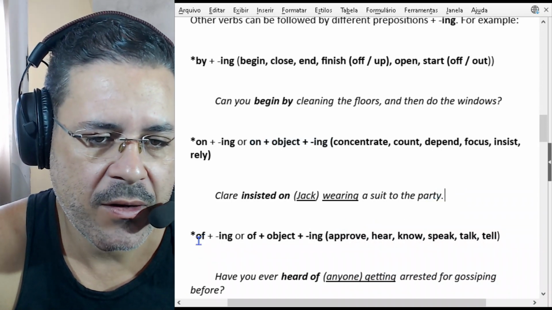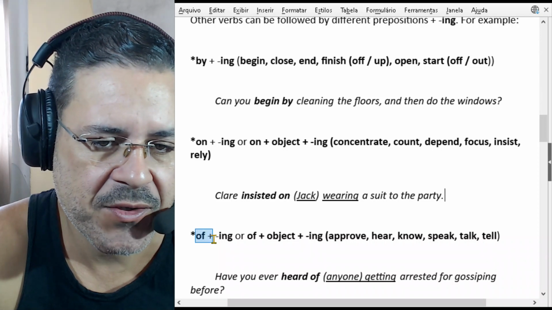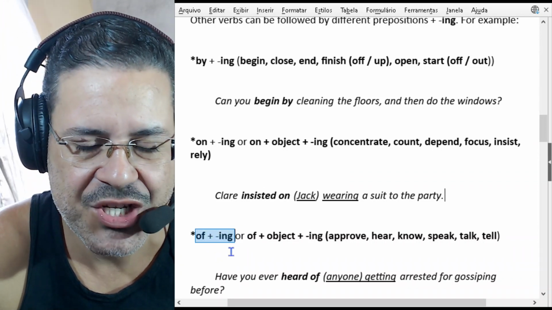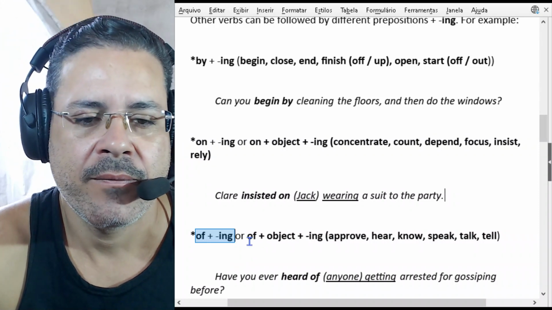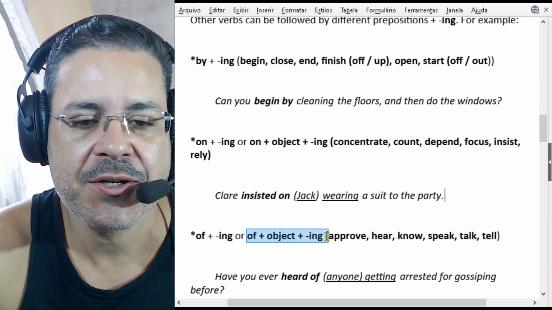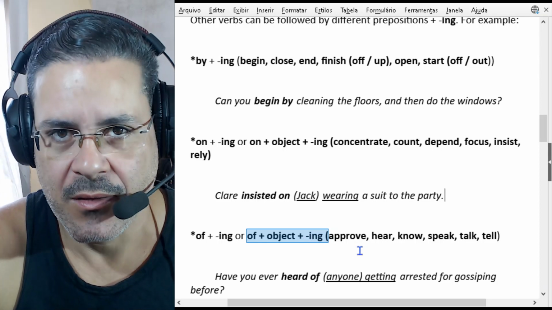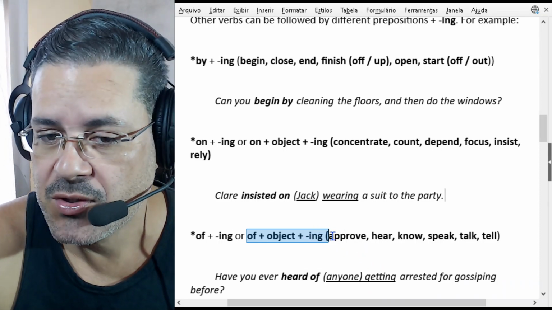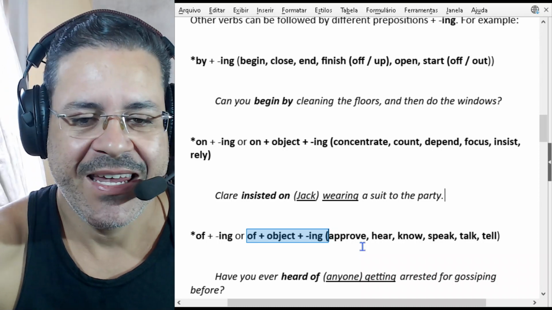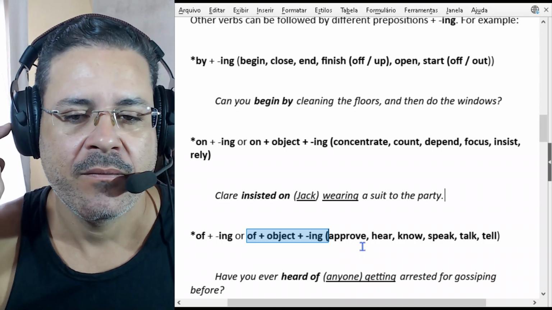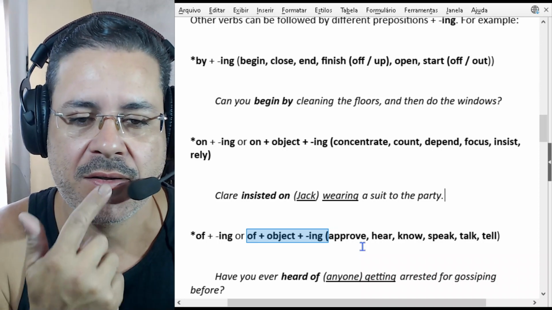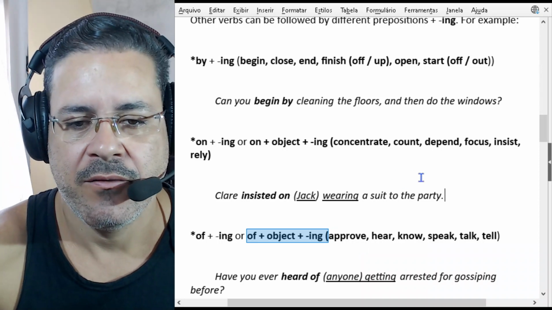Okay, moving on. Another pattern now with the preposition of plus ing, or of plus object plus ing, with the following verbs: to approve, hear, know, speak, talk, tell.